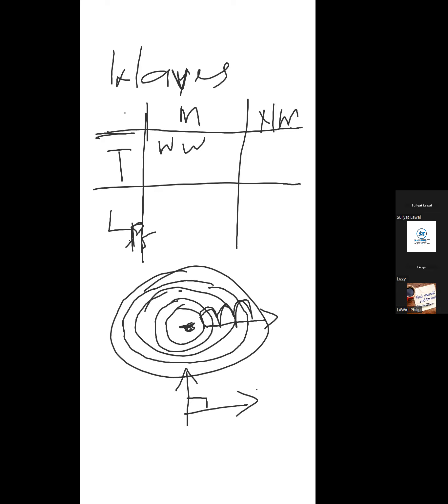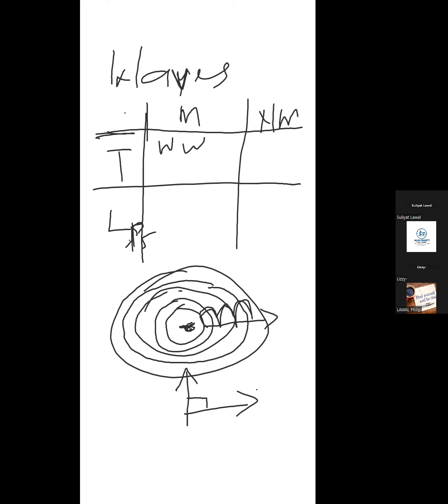Water waves require a material medium, and it's also a transverse wave because we can see that the travel of the wave and the travel of the medium are at right angles to each other. We can readily see that. So a water wave is a mechanical wave. A water wave is also a transverse wave. So we can categorize it under those two.